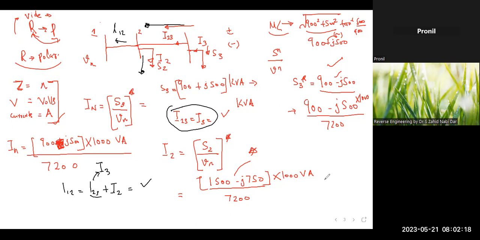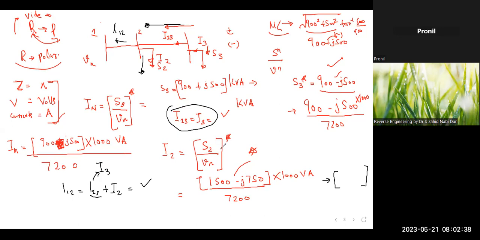So the value would be the calculation of this part that you have to do. Then the calculation of which part was there? This I3, then I2. The right side part and that part. Okay, so you do that.